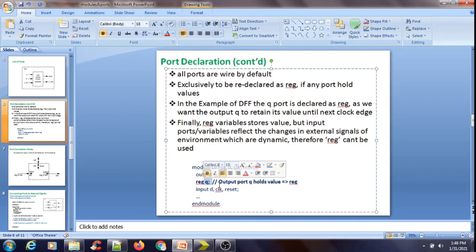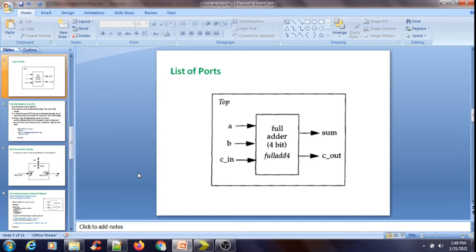The ports of type input cannot be declared as reg, because reg variables, like reg Q here, are used to store values, but input ports are not storing values; they are dynamic in nature. They simply reflect the changes in the external signals they are connected to. Here you can see I have A, B, C in. If I keep reg A, reg B, reg C, I am making a blunder here.